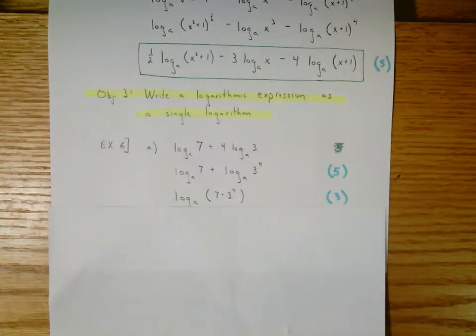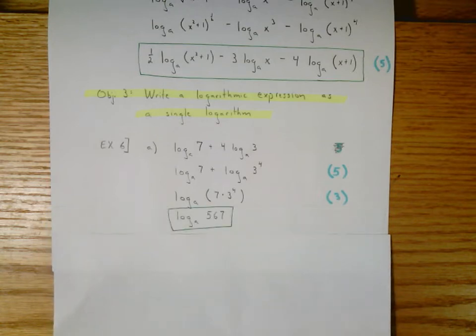My last step is just an arithmetic step. I'm going to use the order of operations to clean up 7 times 3 to the 4th. Obviously exponents before multiplying. I end up with log base a of 567. Please pause the video here. Get example 6 into your notes.